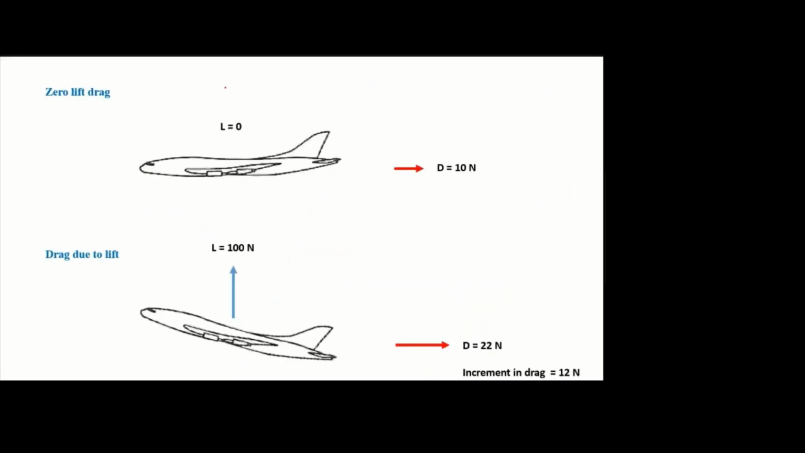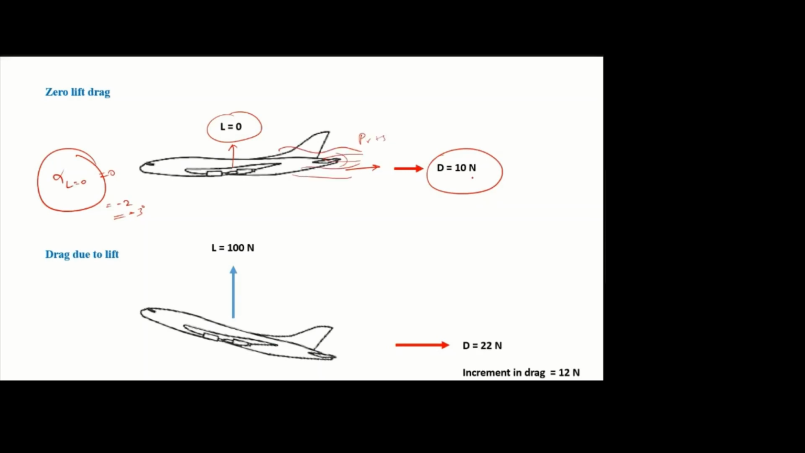Then zero lift drag and drag due to lift. The zero lift drag definition: when the aircraft is at zero lift angle of attack, it may be 0 or it may be minus 2 degrees, 3 degrees. The condition is that the total lift produced by the aircraft should be 0. Even though the aircraft produces zero lift, definitely there will be drag, right? Due to the pressure and friction contribution.